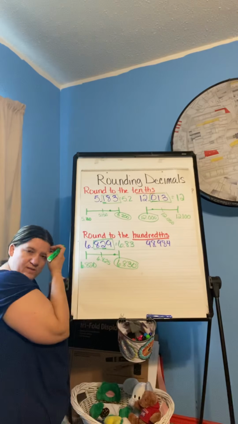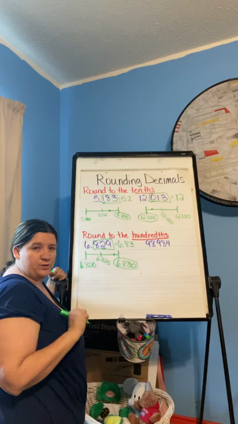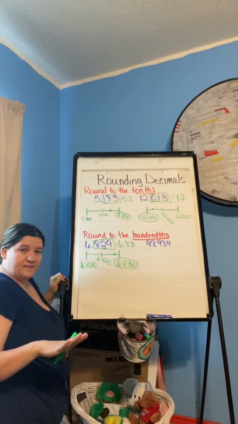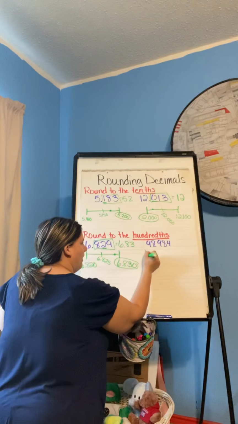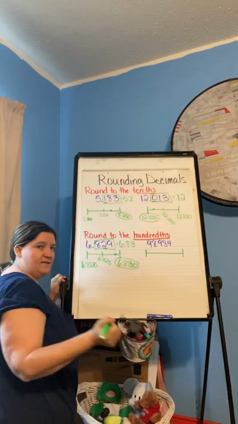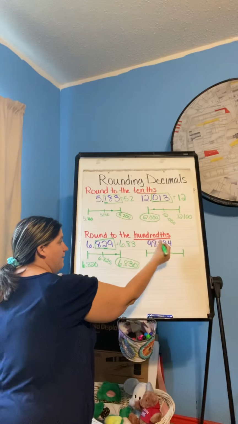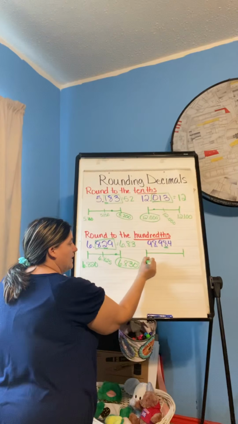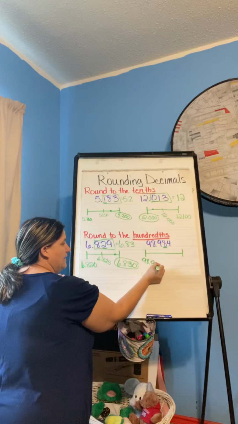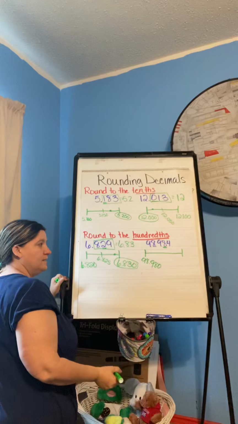Okay, now this last one's a little different. I want to throw a little harder one to you. Same process. Makes it a lot easier on the number line. I have my hundredths place, so 98 and 98 hundredths.